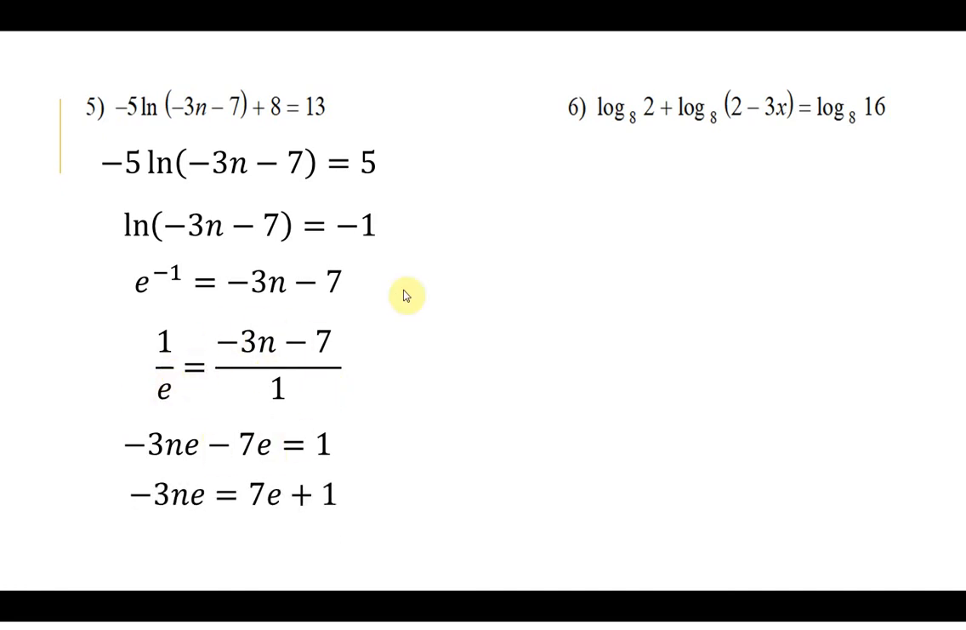Okay. Your goal is to get the N by itself. So there I added 7E over. And then I divided by -3E. Now this is if it said exact form. If it said round to the nearest thousandth, you could use your calculator skills and type in E to the -1. And then just make sure you're adding 7 and dividing -3 without rounding anything, and you'll get the appropriate decimal.